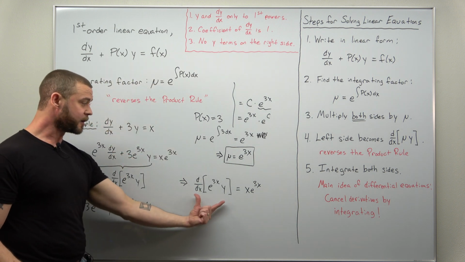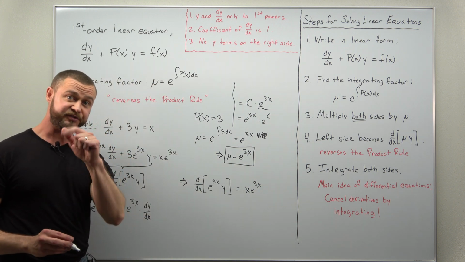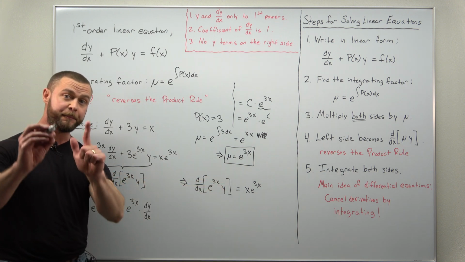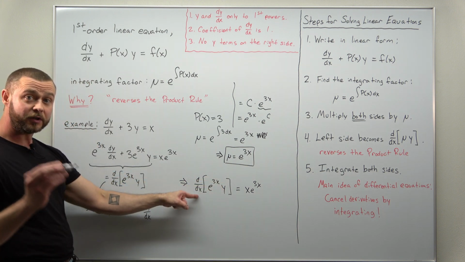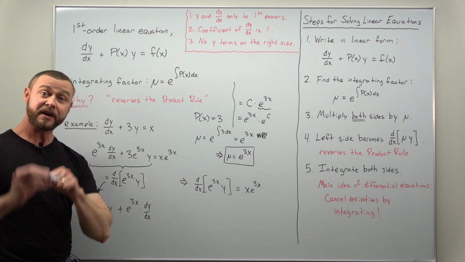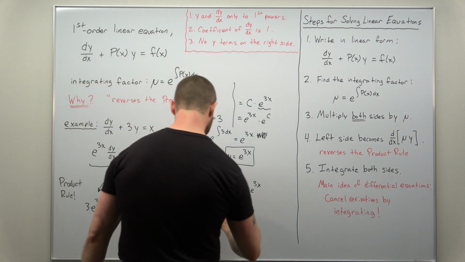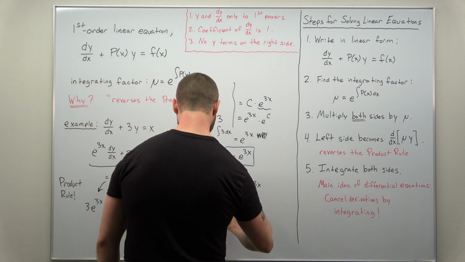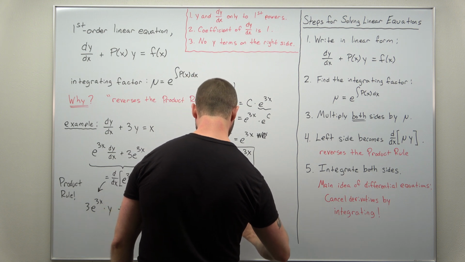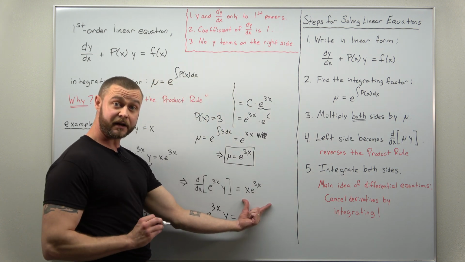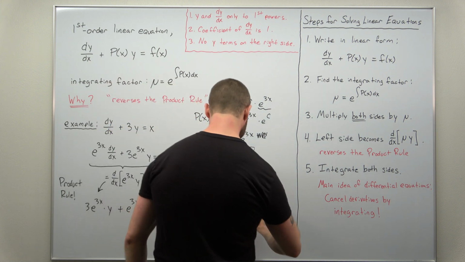Now, once you get it to here, it's really simple to solve. You just integrate both sides. Integrating the left side with respect to x, that's going to cancel the derivative. So we would get here the left side, e to the 3x times y, and we would just need to integrate the right side with respect to x.